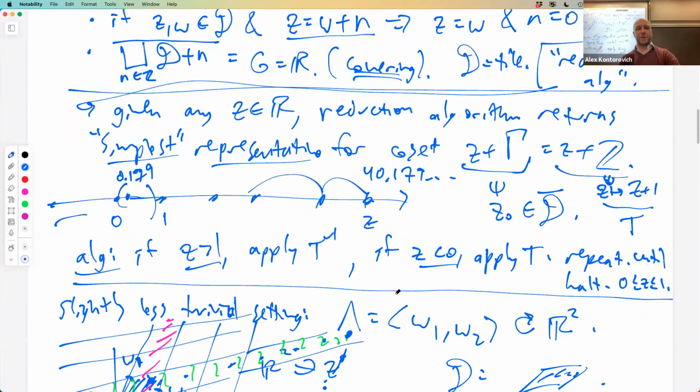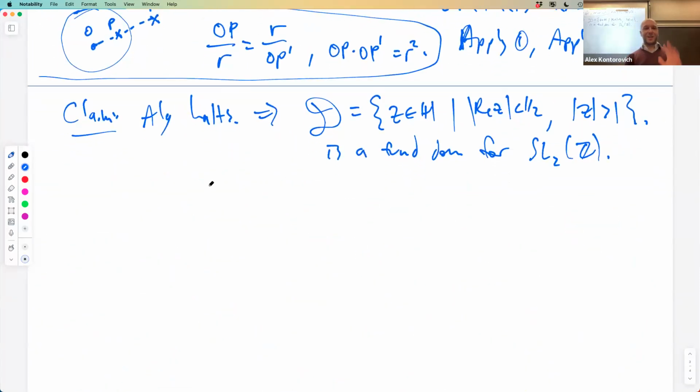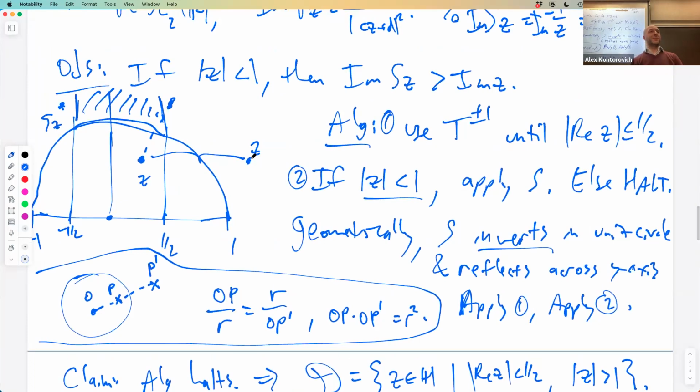Okay. So first, let me prove the covering. In fact, in the interest of time, maybe that's all I'll prove. Why does the algorithm halt? Why can I get any element of the upper half plane, any point in the upper half plane, I claim, after doing this operation more and more times, will eventually wind up in this region?